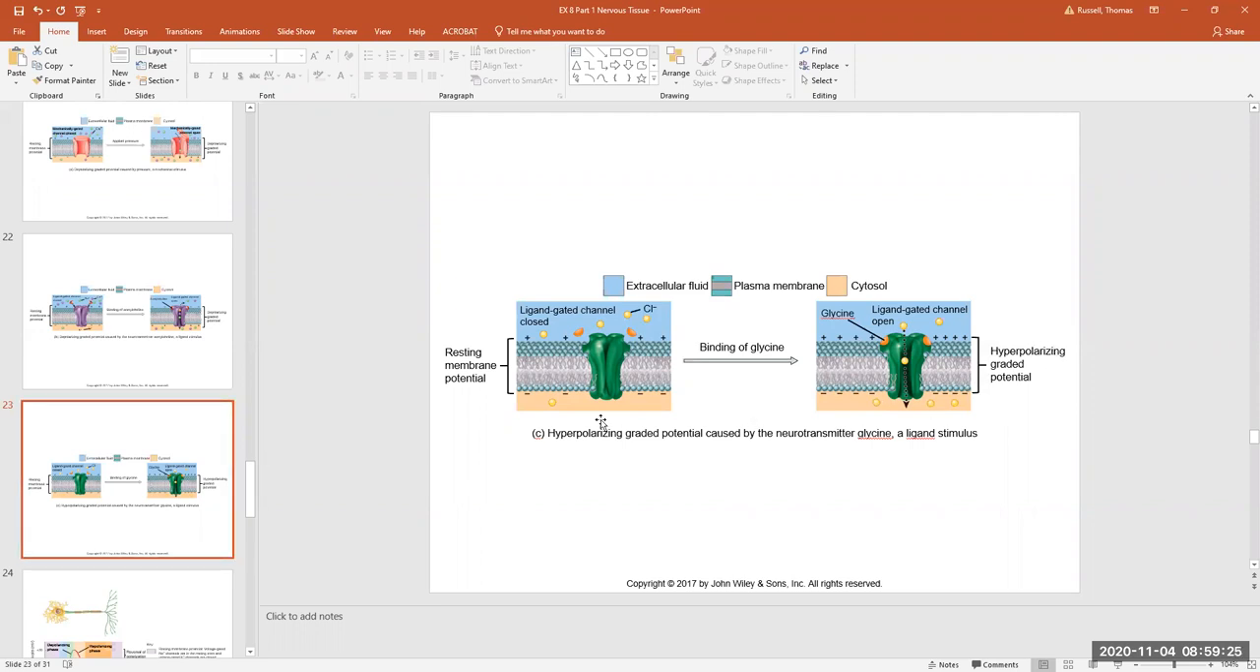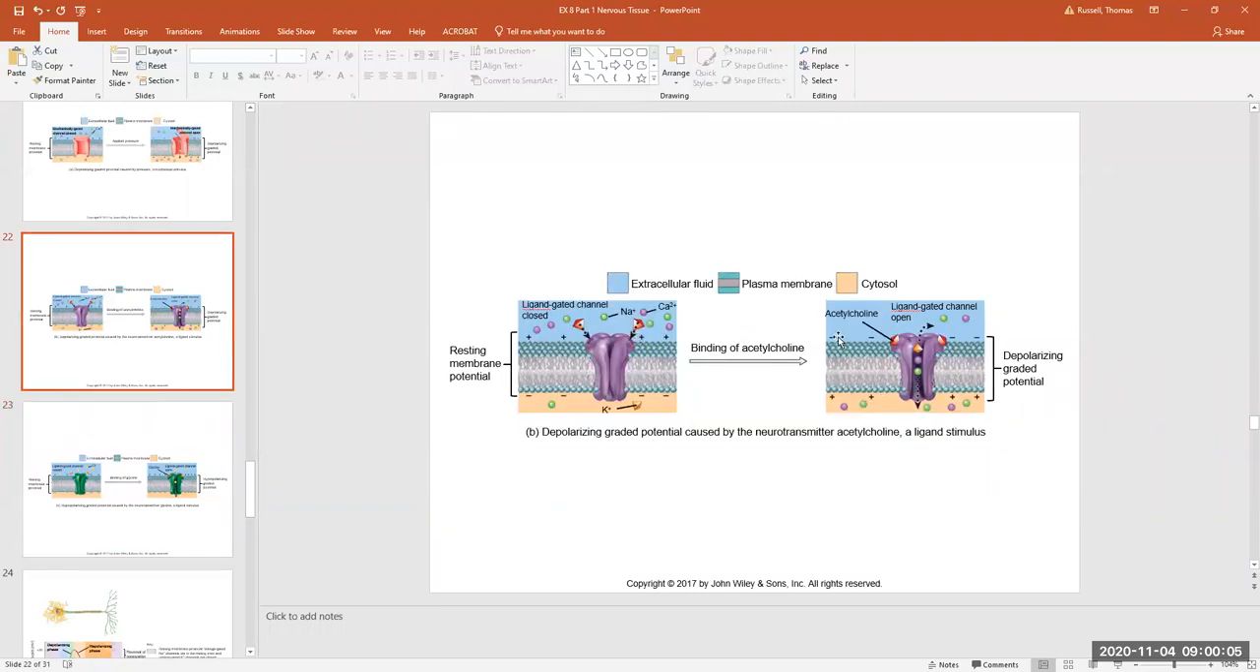All right, so we also have some neurotransmitters that are inhibitory that open potassium channels, special types of potassium channels, in which case potassium would leave. So in order to cause a hyperpolarizing graded potential, you either have to gain chloride, negatively charged ions, or you have to lose potassium. All right. So that's what inhibitory neurotransmitters would do. They induce a hyperpolarizing potential by causing the inside of the cell to become more negative.